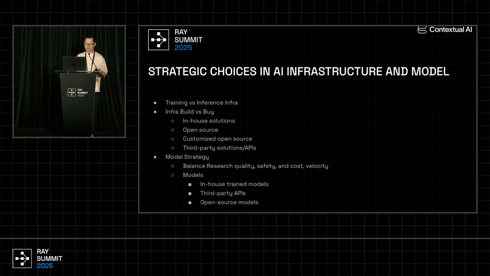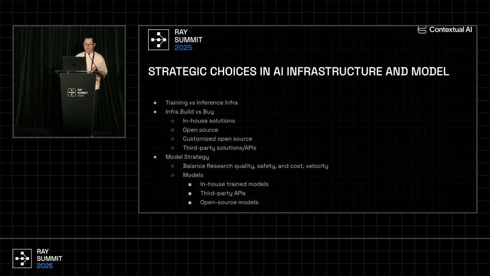Another one is about the infra side: should we build our own, or should we buy? There is the in-house solution, there's open source, and you can also customize open source. And there's also the third-party solution, where I pay money and just get what I need. So at Contextual AI, we decide case by case; there is no silver bullet that can solve everything. On the production inference layer, we have our in-house solution. But on the engine layer or the training side, we do leverage open source, but we customize it. For some metrics, we did leverage third-party solutions.